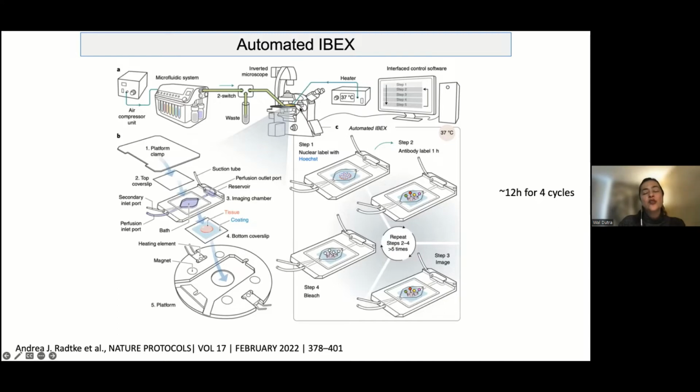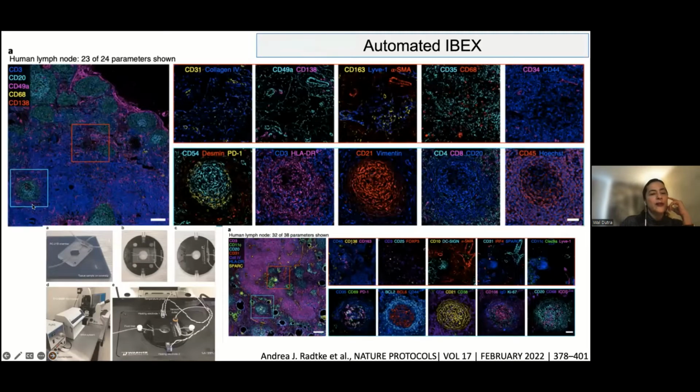And as you go cycling it, after you finish your first cycle and read it, you have to do your bleaching and your secondary stainings and all that, and you can do all of this in this machine. Fantastic. It can take only 12 hours to do up to 28 markers in 4 different cycles. But like I said, for us, it's not realistic to think of this machine at the moment, unfortunately.